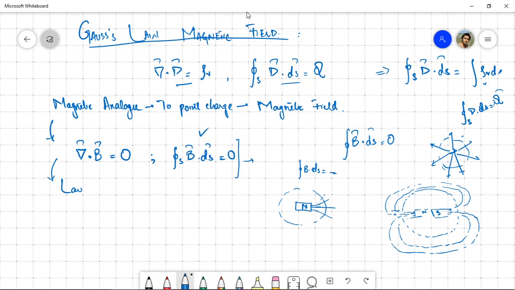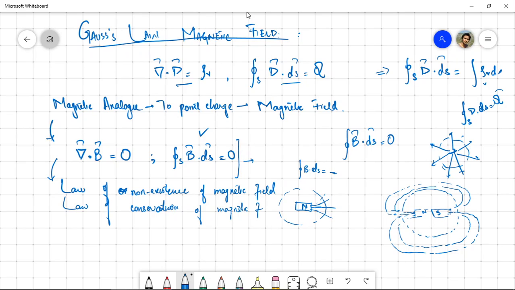And this thing is also known by two other names. One other name for it is the law of non-existence of magnetic monopoles, because this is the conclusion that can be drawn from these two equations directly. And the other name for this is the law of conservation of magnetic flux.